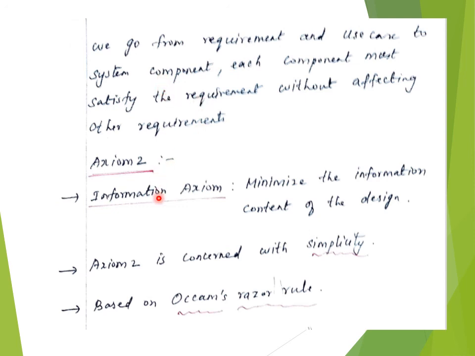Axiom 2. Axiom 2 is the information axiom. That means it will minimize the content of the design. Axiom 2 is concerned with simplicity. So this is based on Occam's razor.